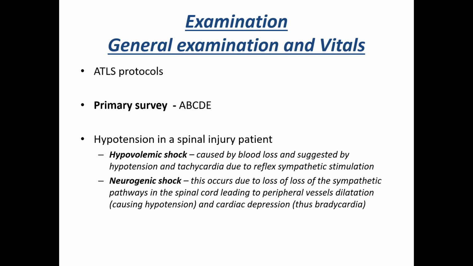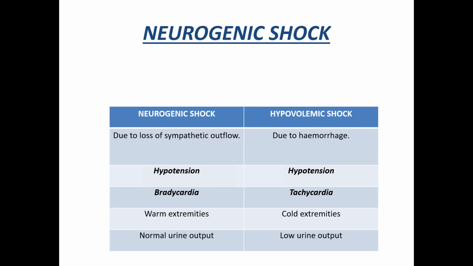Whereas in hypovolemic shock there is blood loss leading to decreased blood pressure, but compensatory tachycardia will be there. The urine output will be normal in neurogenic shock, and in hypovolemic shock there will be low urine output. And the extremities will be warm in neurogenic shock, and in hypovolemic shock there will be cold extremities.